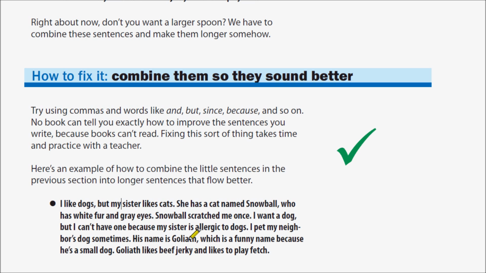You can just read this and combine them, and there's lots of different ways to combine them, and just work with your teacher. Your teacher will show you the right way to combine them, because the right way depends on the sentences. You just have to do it. In order to become a better writer, you have to write. You have to write. It takes a long time.